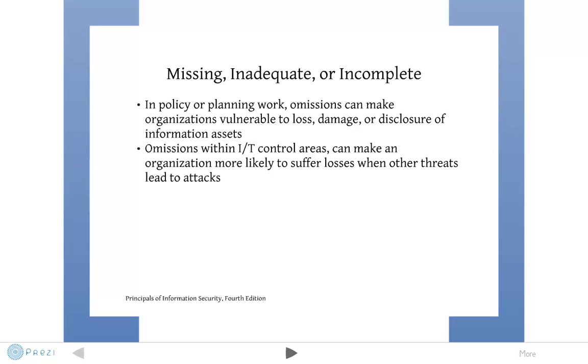So yeah. All right. So now, missing, inadequate, or incomplete. When we have information that is passed and it is not accurate, it's sometimes worse than not having the information, right? So it talks about omissions within IT control areas that can make an organization more likely to suffer losses when other threats lead to attacks.